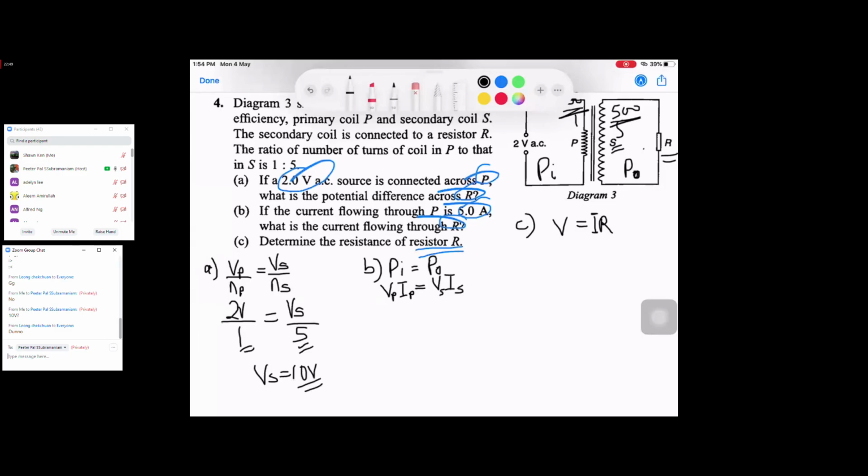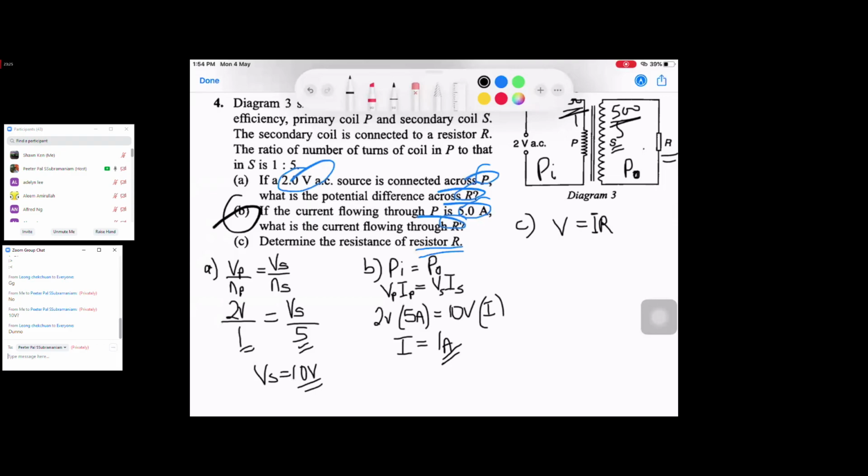Then for B, input power and output power are equal. So primary voltage is 2, primary current is 5 ampere. Secondary voltage, we know, is 10 volt. So what is the secondary current? What do we get? Jaden? 1 ampere. Thank you.